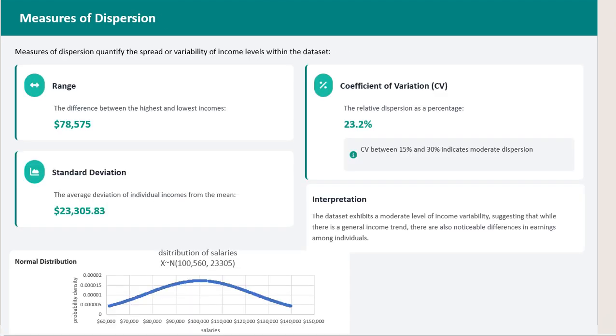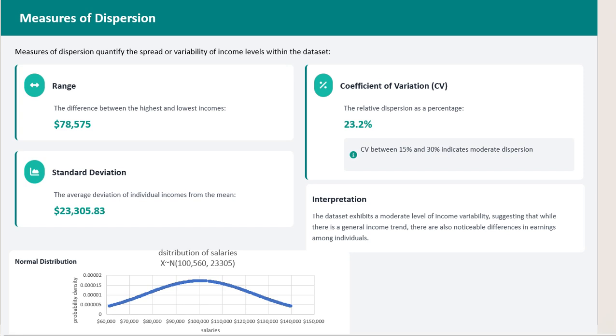Next is the measure of dispersion. It quantifies the spread of variability of income levels within the dataset. So there are some parameters that define dispersion. First one is range. In this data set, it's 78,000, and the standard deviation is 23,000. And other than these parameters, I also calculated the coefficient of variation.